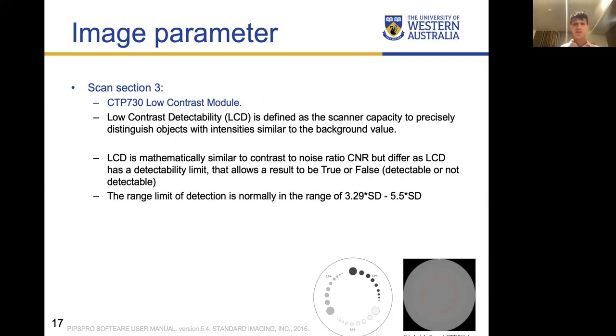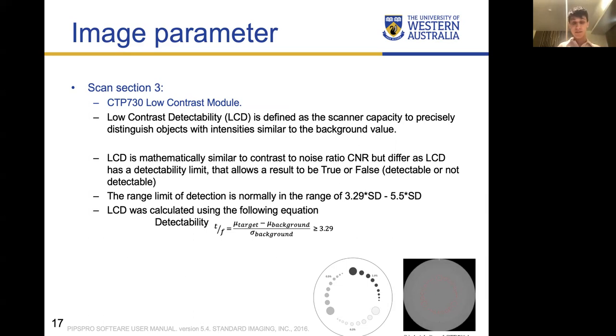The range of the detection limit is normally from 3.29 standard deviation to 5.5 standard deviation. In this study, we used 3.29 and PIPSPro used 4. At first, we used 4 as PIPSPro, but we couldn't detect any targets, so we changed it based on our experiment. We changed it to 3.29. It's calculated by the following equation: the difference between the mean target and the mean background, divided by the background, compared to the threshold 3.29.